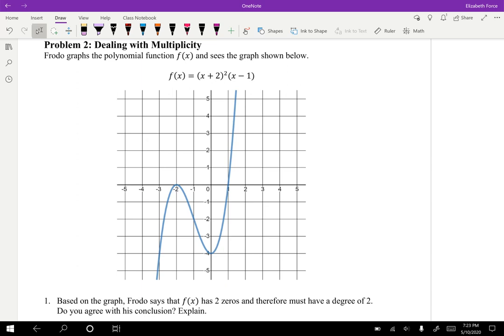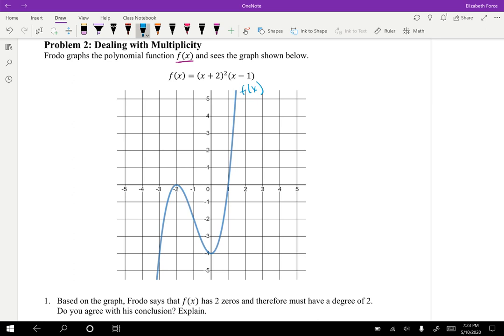So here Frodo graphs the polynomial function f of x. And here's its graph in blue. So we'll come up here with blue and say this is f of x. And it's got a multiplicity happening at -2. Remember, a multiplicity just means the same factor occurring more than once, which means you're having repeated factors, repeated zeros, but you can only plot a zero once on the graph. So in this case, it's a multiplicity of 2.